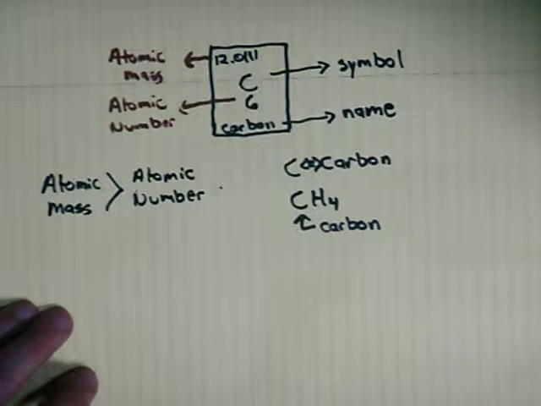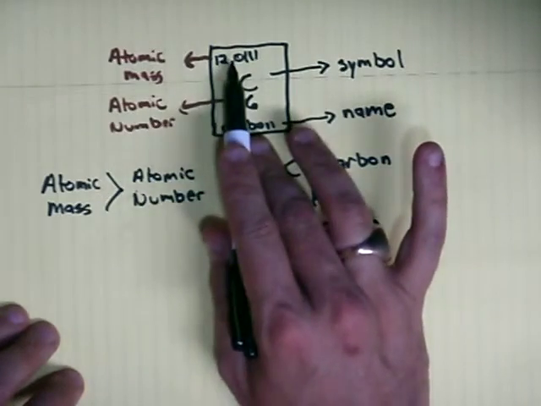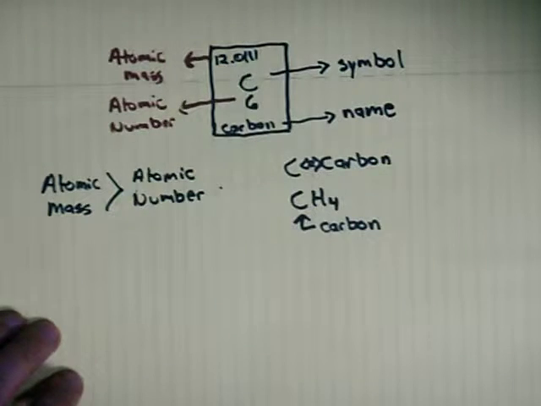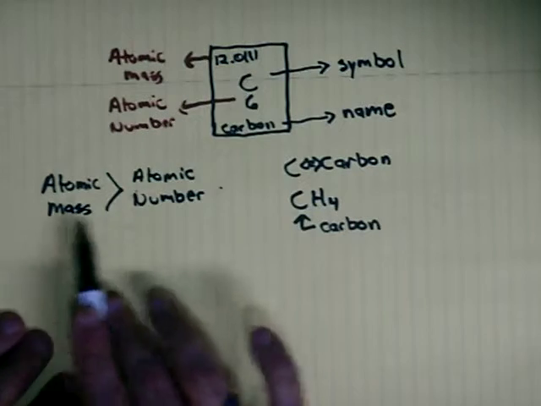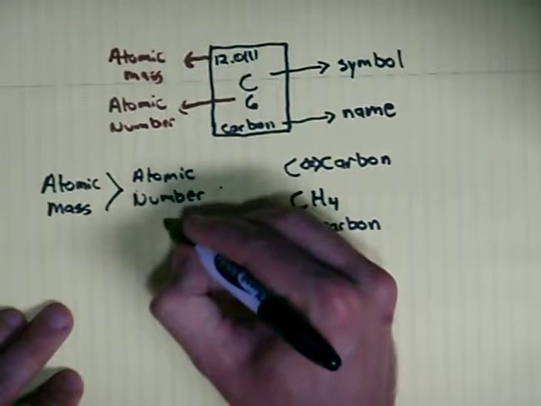You can take a look at anything you find on there: oxygen, tellurium, palladium, iron, cobalt, uranium, plutonium, every single element on the periodic table. The number in the top left, the atomic mass, is always going to be bigger than the atomic number. So what are these two numbers? What do they tell us? Well, again, we'll start with the atomic number.